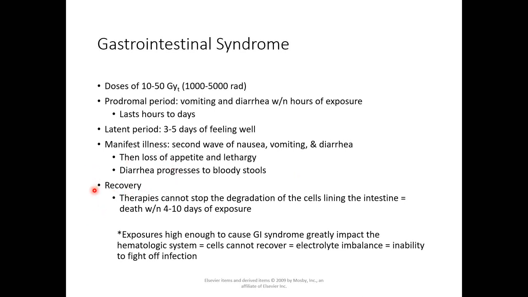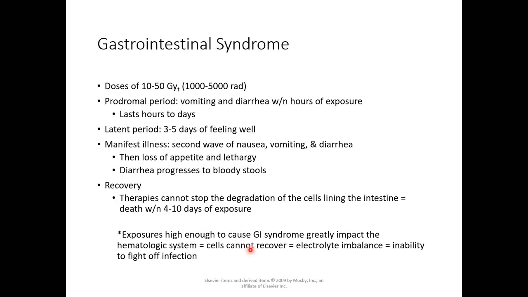Recovery. So there's nothing that really can stop the degradation of the cells in the intestine. You are most likely going to die from this type of exposure, and death can usually occur within 4 to 10 days of exposure with your GI syndrome. Make sure you remember that, 4 to 10 days after exposure.